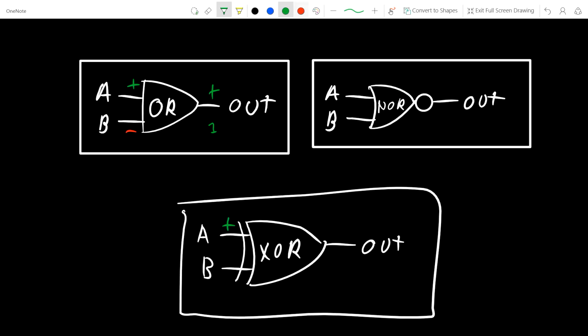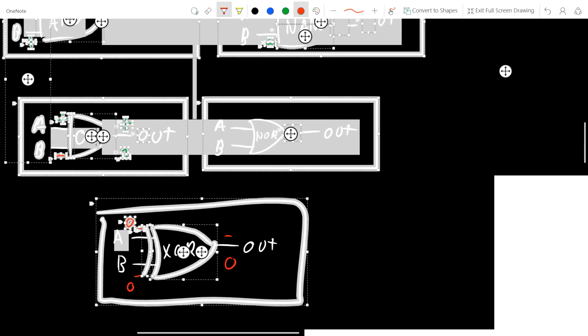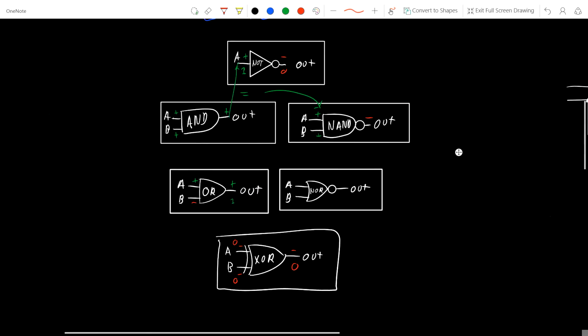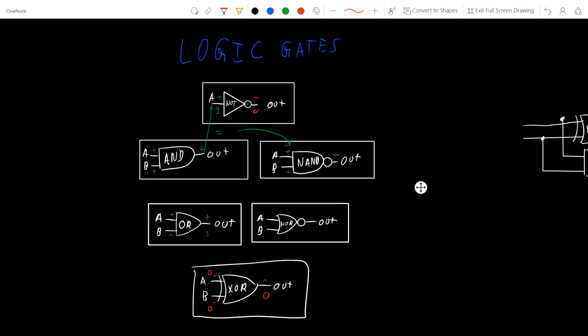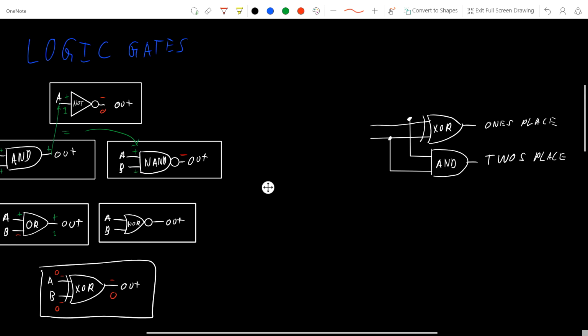Now, the last thing, which is kind of interesting, is the XOR function. What XOR does is it only gives a positive signal if only one input is positive. So, this situation can occur, and its mirror image can occur. However, if both of the inputs are positive or both of the inputs are negative, the output is negative. Or, once again, we're going to talk about with numbers, a 0.